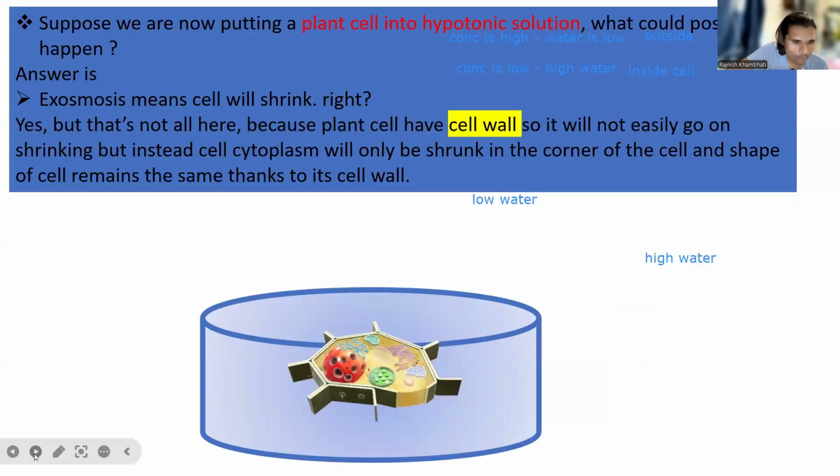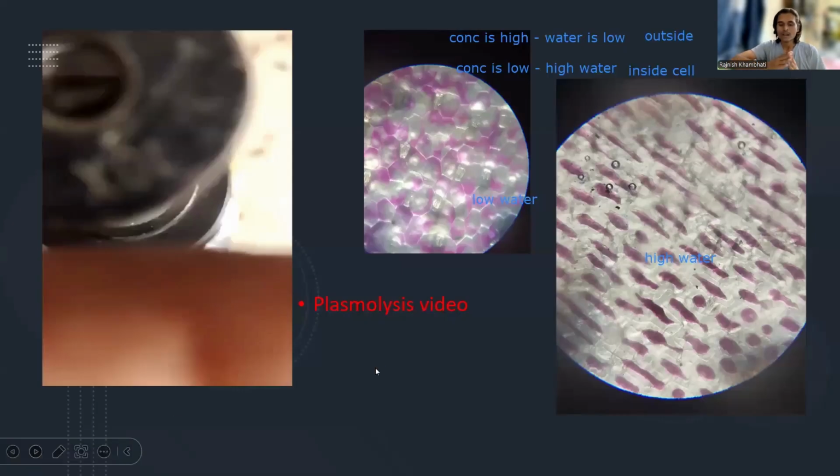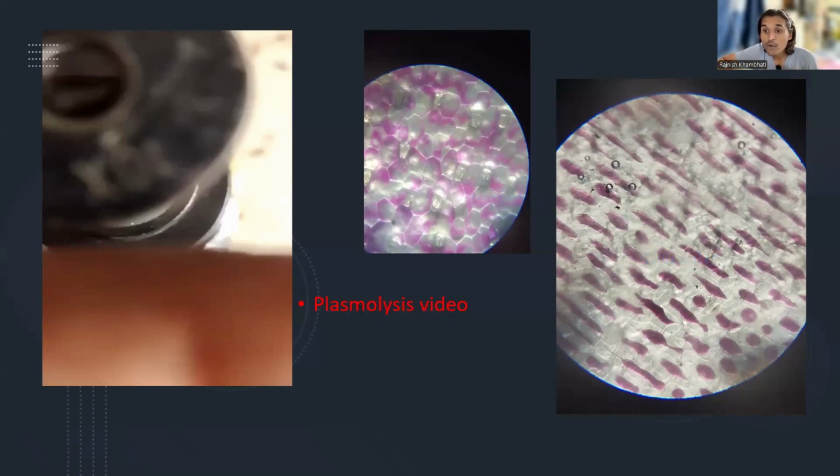Okay. Now, this is the experiment of the same thing. What is the same thing? Osmosis. This is the experiment of osmosis, but it is called plasmolysis. Now, the question is, when we put the animal cell into the hypertonic or hypotonic solution, it will either shrink or swell up, the whole cell.